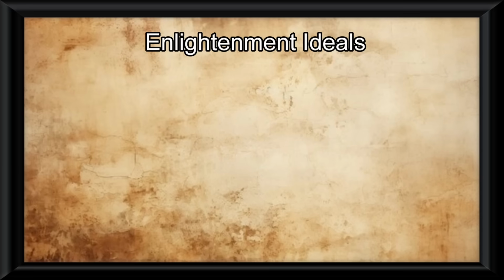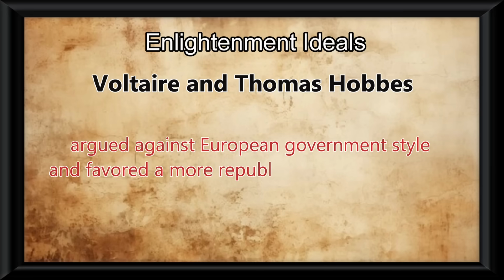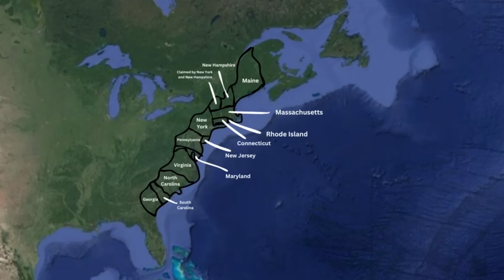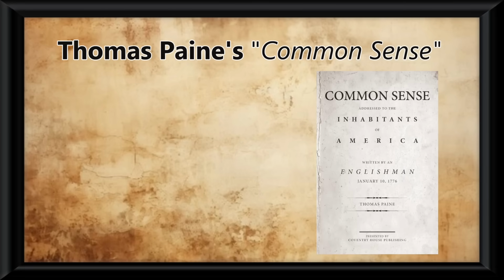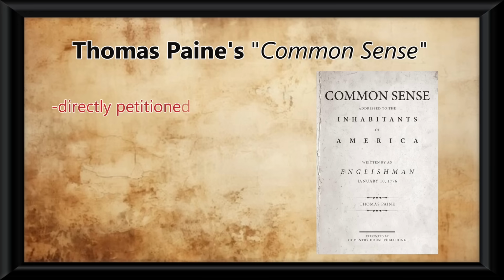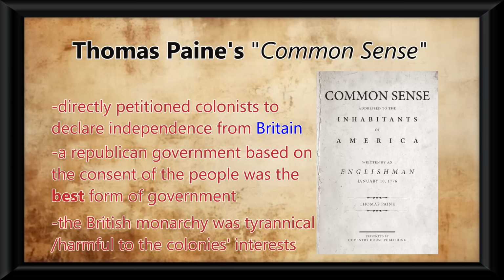And there were plenty of philosophers like Voltaire and Hobbes who argued against European government style and favored a more republican-style government. This all caused colonists to believe in the superiority of republican forms of government and the natural rights of citizens. This is best illustrated in a book by Thomas Paine named Common Sense, where he directly petitioned colonists to declare independence from Britain, and also argued that a republican government based on the consent of the people was the best form of government, and that the British monarchy was tyrannical and harmful to the colonies' interests.